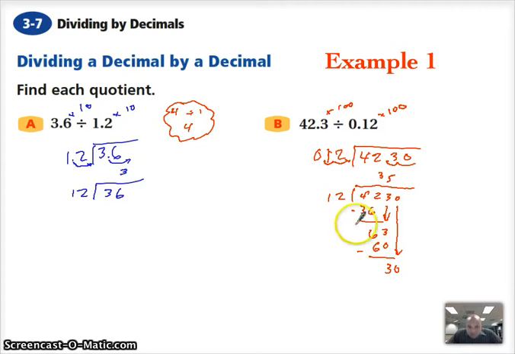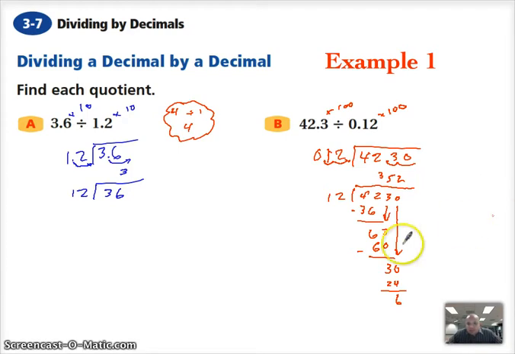12 into 30, I know is going to be 2 times. So 2 times 12 is 24. And I have a remainder of 6. Now, usually we'd stop right there, 352 remainder of 6, but now that we know how to divide by decimals, we're going to continue. So no more will we have the remainder.